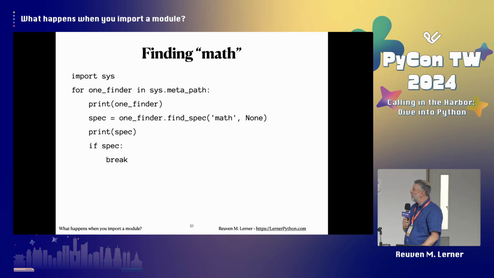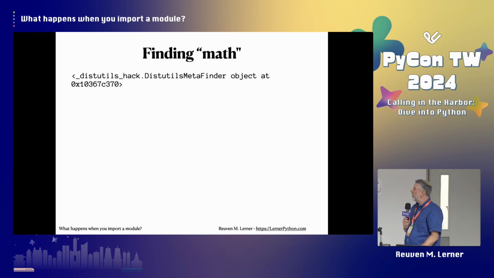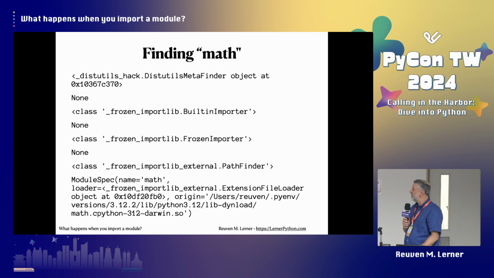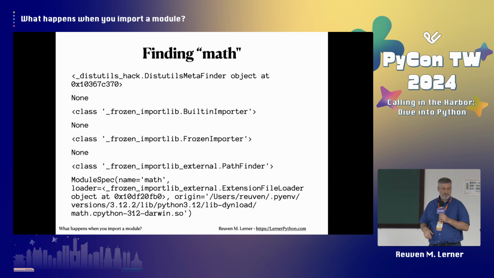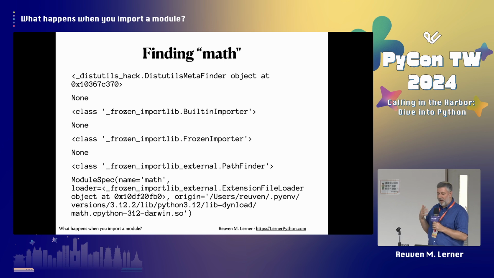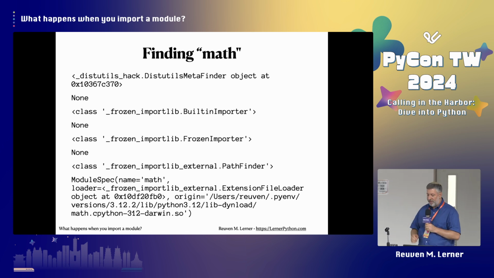Well, what about something else? What about something in the standard library? What if I want to load the math module? I say import math. So it's going to look in distutils, not find it. It's going to built-in, not find it. It's going to find the frozen importer. Nope. External pathfinder. Yeah, it found it. So even things in the standard library are found there. But notice it found it in this lib-dynload math file. In other words, it did find it as a file, but not as a pure Python file. It found it as a compiled C file.